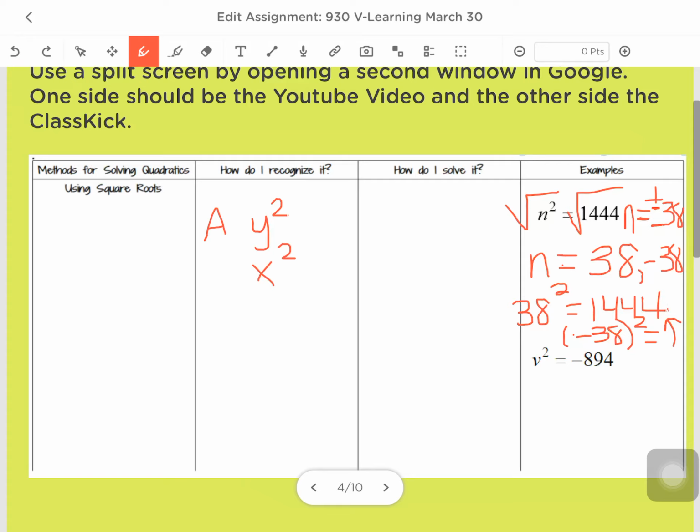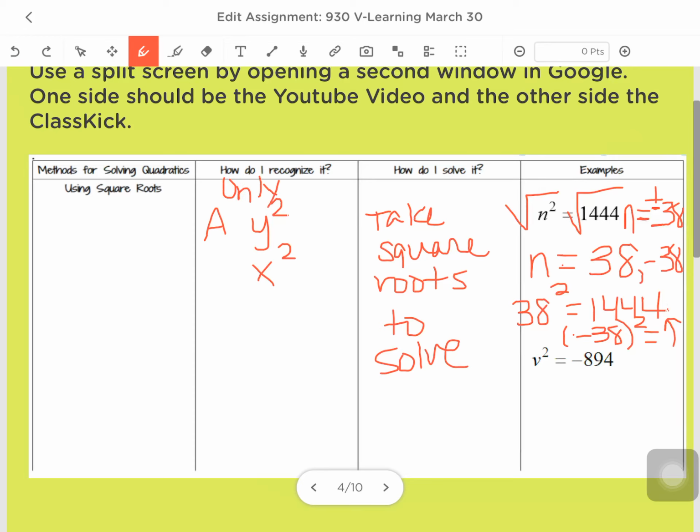Okay, and how do you solve it? Well, you're going to take square roots to solve. Okay, so back to how do you recognize it? You should have only a y squared or an x squared and some basic numbers. That's it.